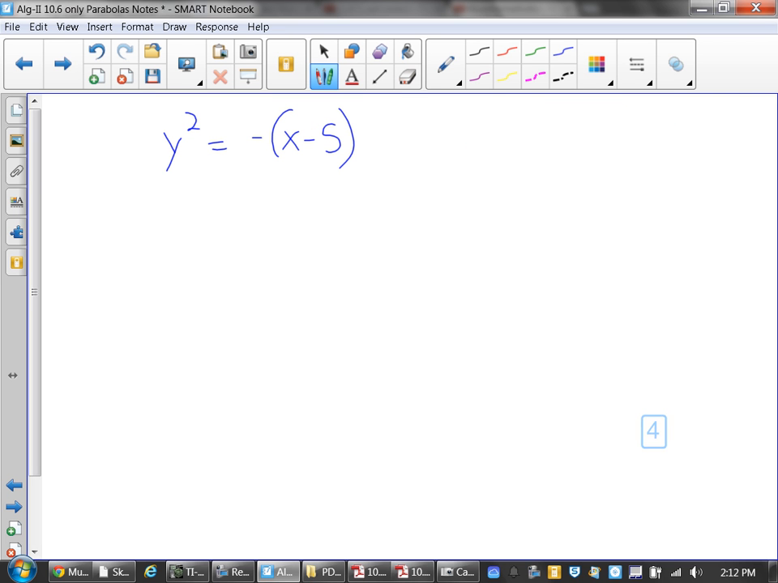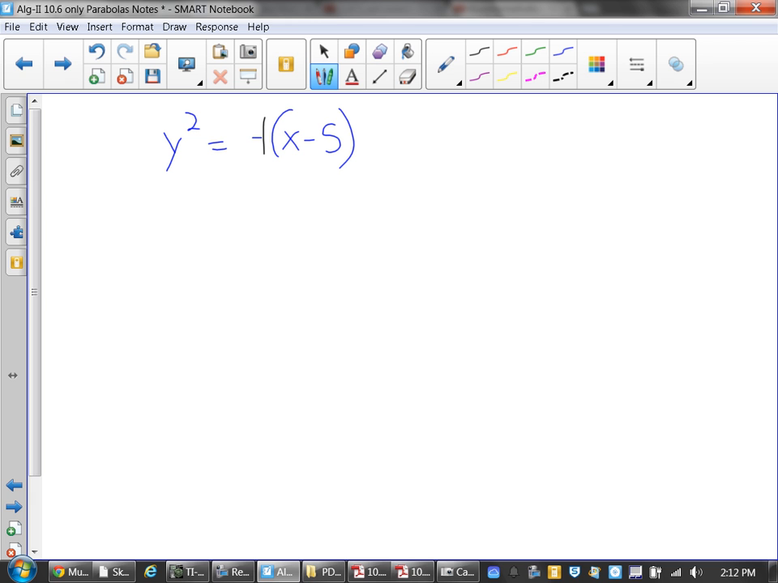So it's easy until I do this to you. I have y squared equals negative 1 times the quantity x minus 5. We're going to graph and write all this out again. We're going to do the same scenario. We're going to identify our center, our p-value, our focus, our directrix, axis of symmetry, and so on.